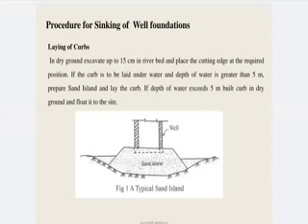Now the next topic is the procedure of sinking of well foundation. What are the different procedures for sinking of your well foundation? First of all, laying of curbs. In dry ground, excavate up to 50 centimeter deep bed, as you can see in the diagram, which is nothing but a typical site island. Suppose this is a rectangular well, placed with the cutting edge at the required position. If the curb is to be laid underwater and the depth of water is greater than 5 meter, then a site islet is to be prepared and the curb laid on it.